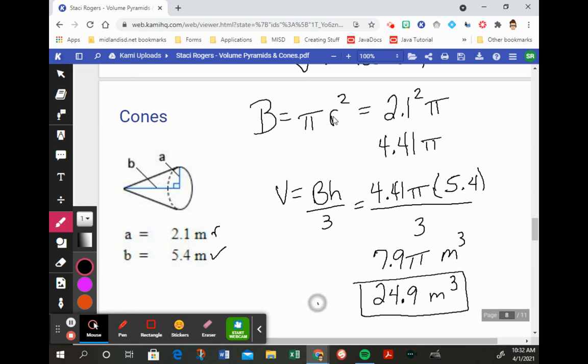You may get something different or rounded a little different if you used a different calculation for pi. That's okay. Rounding is going to happen. Rounding errors are going to happen.